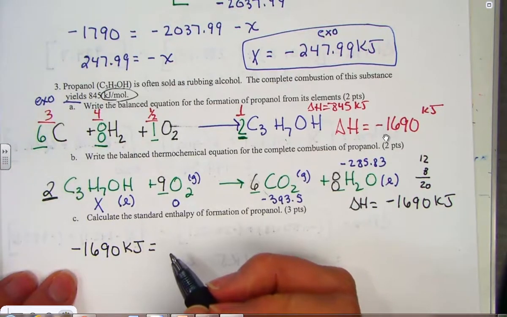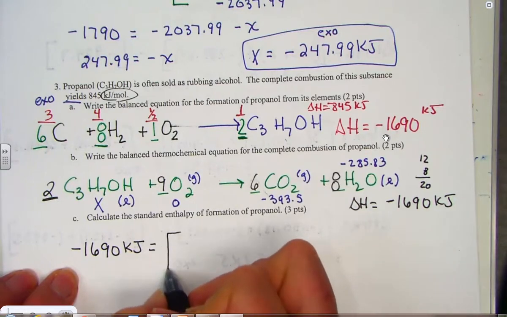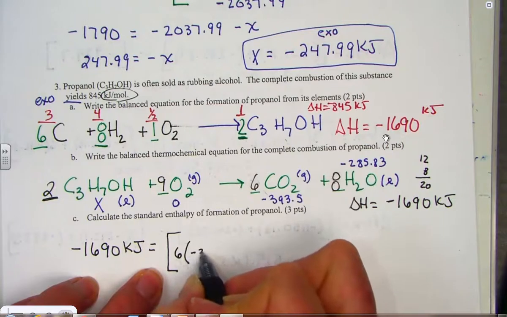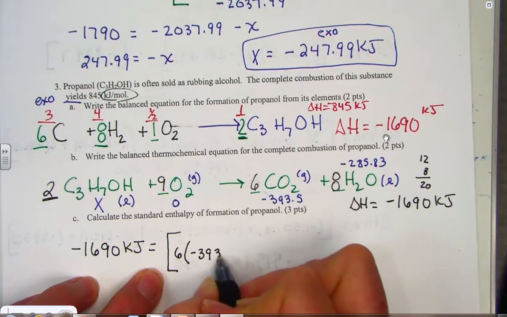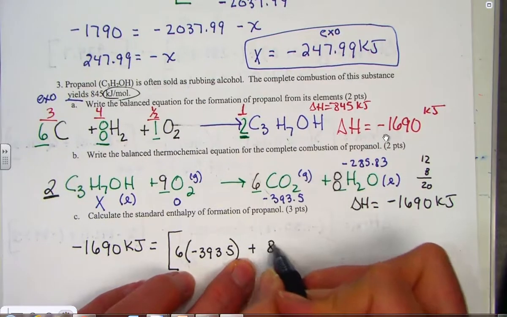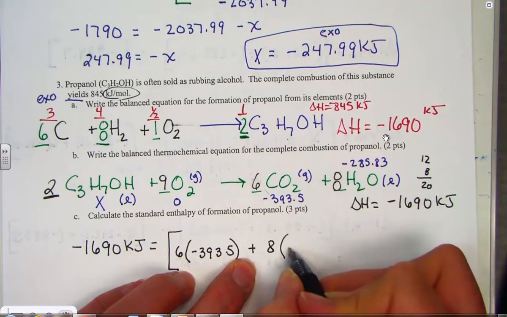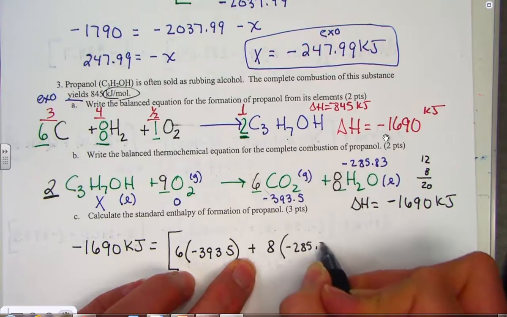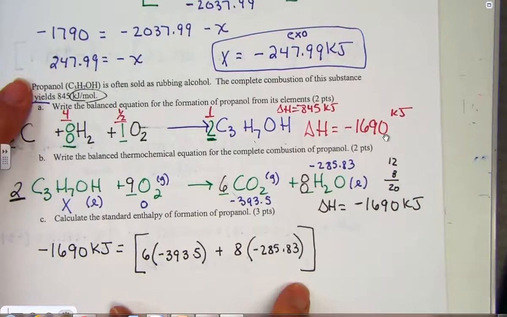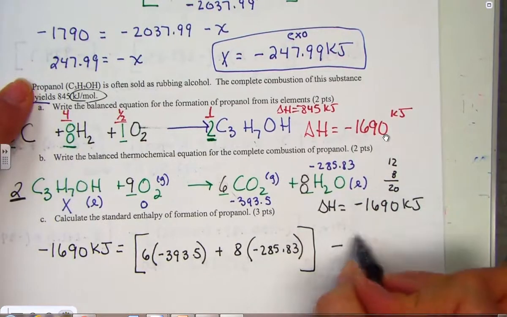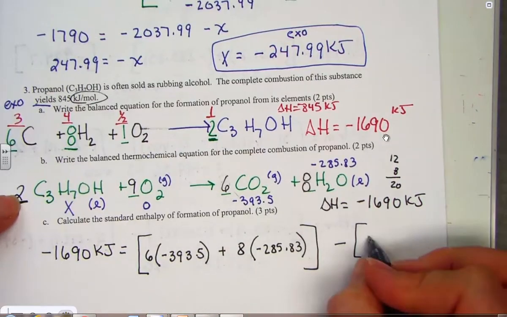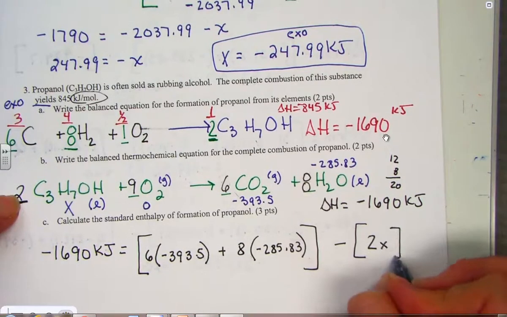Alrighty, delta H of reaction is equal to the sum of the products. I place 6 units of carbon dioxide, each at negative 393.5, plus I have 8 units of liquid water, each at a value of negative 285.83. There's the sum of my products minus the sum of my reactants. Keep in mind there's a coefficient here, so now I have 2x plus 0.